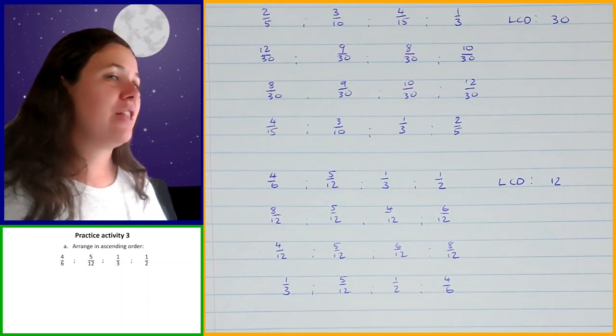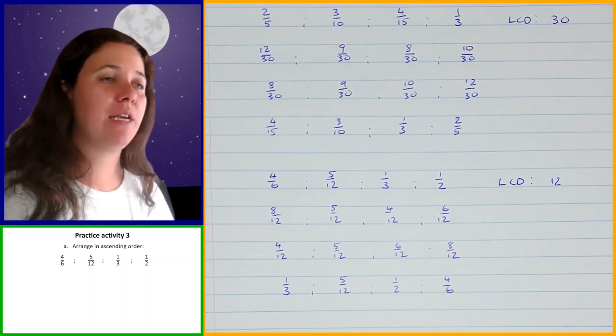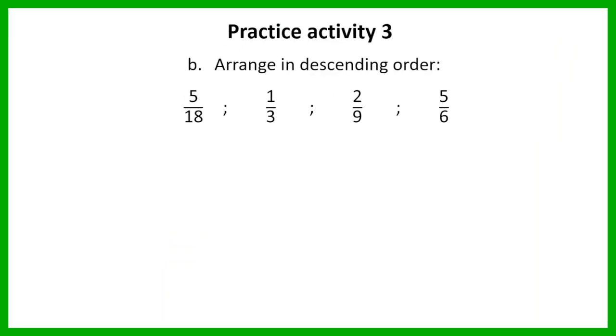Right. The last example for today is this one over here. So again, you're going to arrange these fractions. Now be careful. This time you're being asked to arrange them in descending order, which means from biggest to smallest. I'm going to give you a minute again to work this one out.